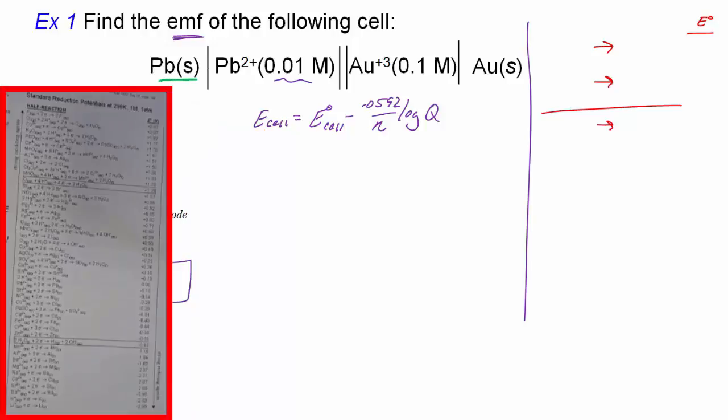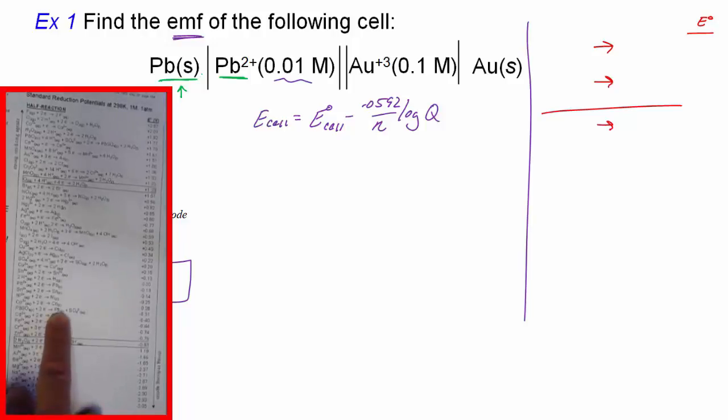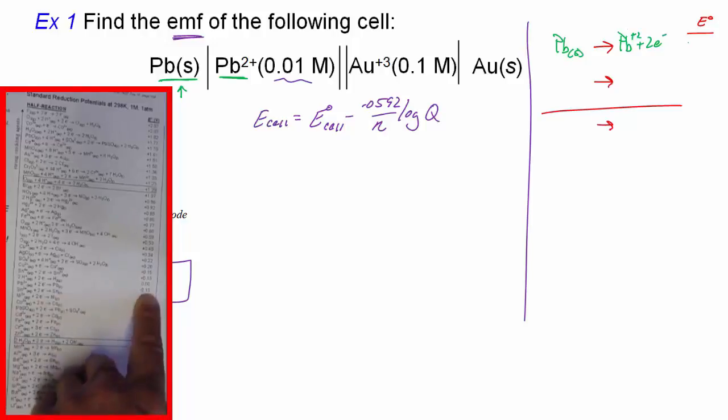We have lead solid going to lead plus 2. That's an oxidation half reaction. So lead solid has to be on the product side here, right? Because it's an oxidation half reaction. Here it is. Lead solid going to lead plus 2 plus 2 electrons. My E0 for that, flip the sign, positive 0.13 volts.